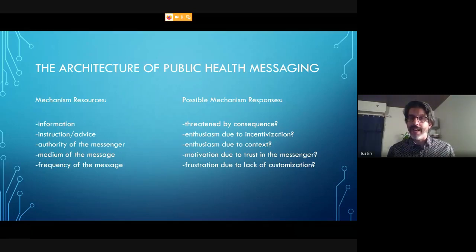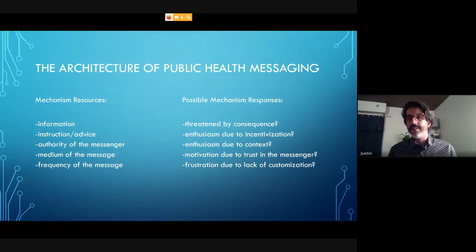There could be instructions, so how to do it, but then also things like the authority of the messenger. So is it the health authority? Is it the local leader, the national leader who is saying these words? And this is triggering the response. Could be a feeling of motivation due to trust in the messenger, or maybe distrust. So the opposite effect could be happening. So it could also be the medium of the message. So if it's being delivered through the radio or say through the television, then who is not being reached?